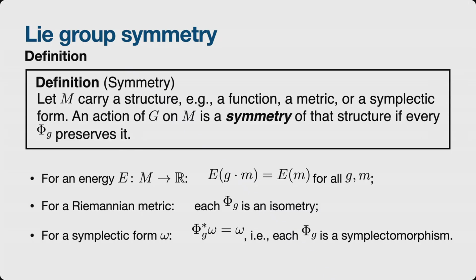So for example, in energy, we could assign a function to every point of the manifold and apply an action that basically doesn't do anything to that energy. If you do the same thing with a metric structure, that is called an isometry. And if you do the same thing with a symplectic form, you can call that symmetry a symplectomorphism. So some of them are so common that they have a different name and are not called symmetries.